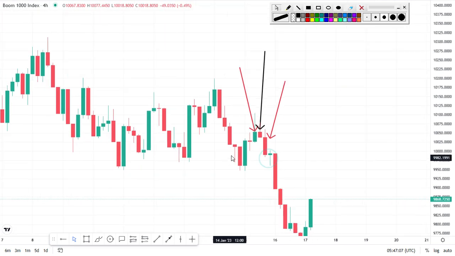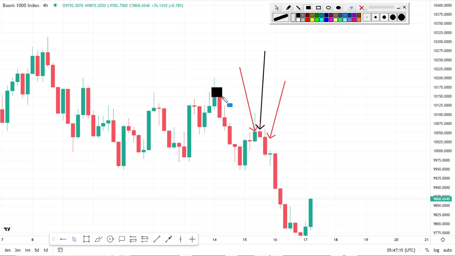You also need to check if this is forming at our area of value. And if you see the price created a higher high right here, and then the price created a higher low, or sorry, a lower low.